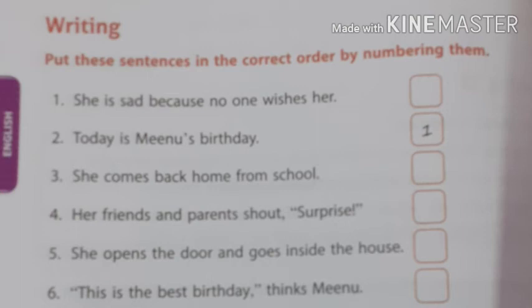The first sentence is: today is Minu's birthday. And which is the second one? Yes, she is sad because no one wishes her. That is the second sentence. And the third one, she comes back home from school. And the fourth one, she opens the door and goes inside the house. And the fifth one, her friends and parents shout surprise. And the last one, this is the best birthday, thinks Minu. That is the sixth one. So you should number these sentences in your textbook.